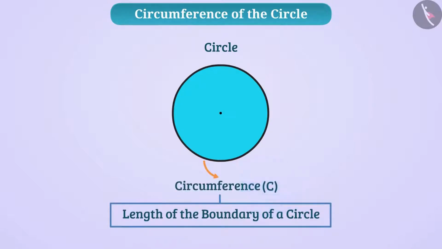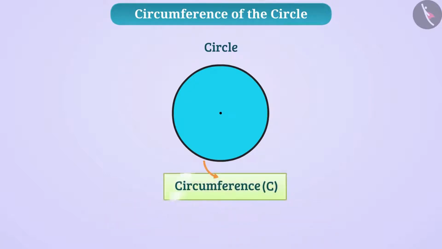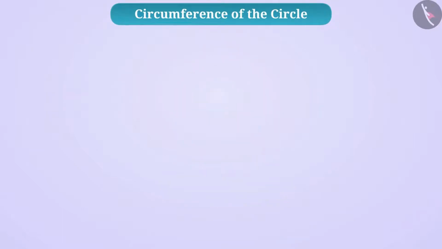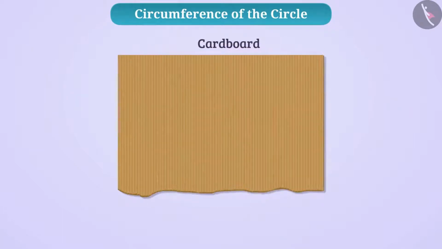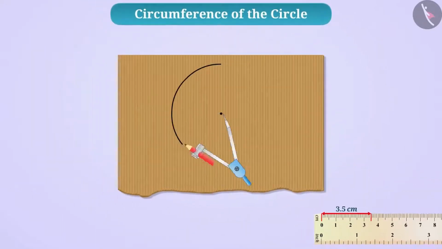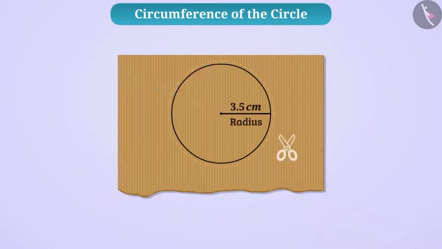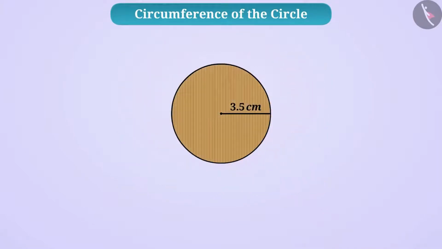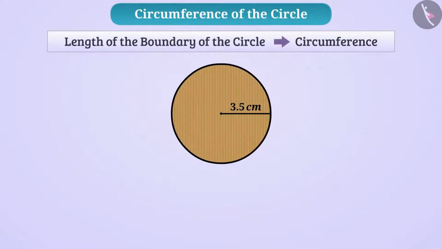Let us perform an interesting activity to know how to find the circumference of a circle. Take a cardboard. On this, draw a circle of radius 3.5 cm. Cut the drawn circle. Can you tell how we can find out the length of the boundary of the circle, that is, its circumference? Think.